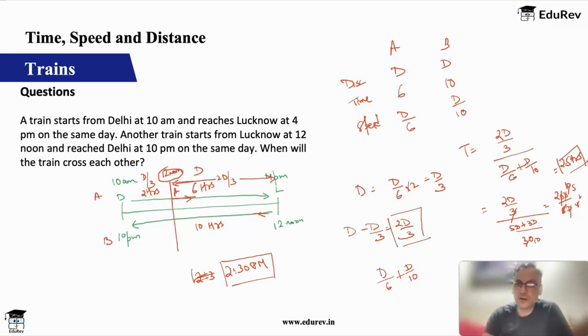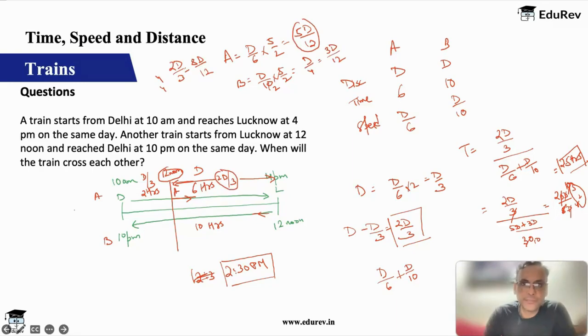So in 5 by 2 hours, train A will travel how much? Train A will travel, its speed is d by 6. It travels at a speed of 5 by 2. So it will travel a distance of 5d by 12. And train B has a speed of d by 10 into 5 by 2. It will travel a distance of d by 4. So for B, you get this value, right? You get 3d by 12.